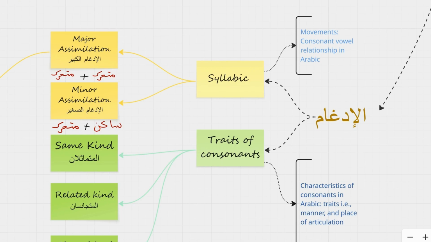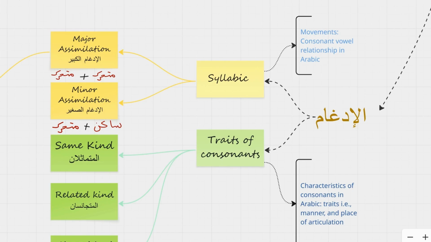So, those are two types of idgham that I personally like to think of, because if you go anywhere else, I don't think they're divided into these specific types. But I'm trying to make it more comprehensible in English terms and easier to understand, so we can group them to make it easier, you see. So the first type, I named it syllabic.